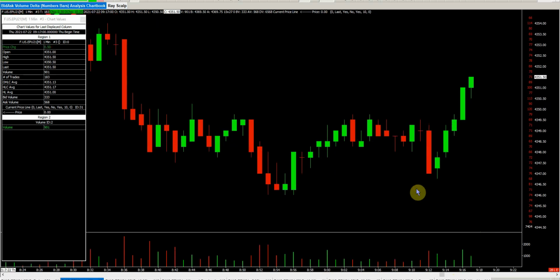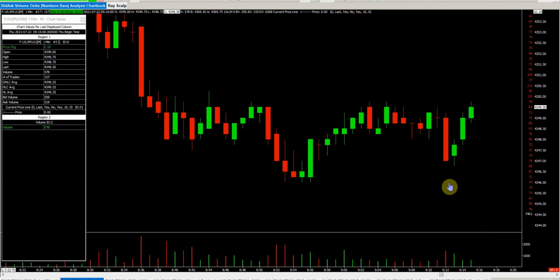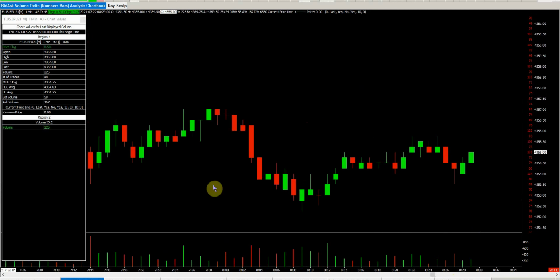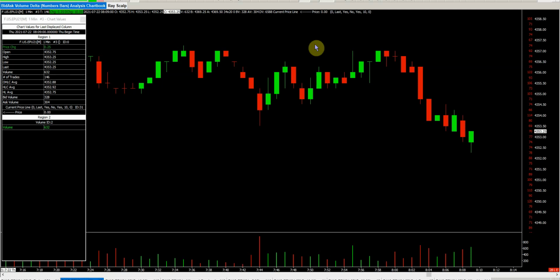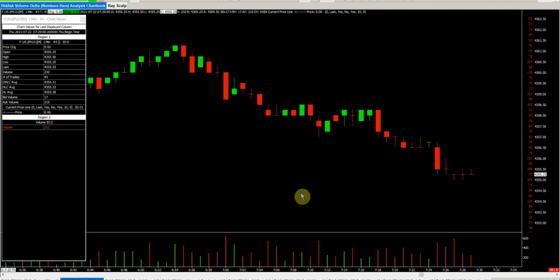Let's get this out of the way. Okay, so right before the 9:30 open, you can see it sold off. It sold off up here, about 8 o'clock in the morning. You can see it selling here. And these are just 1-minute candles.